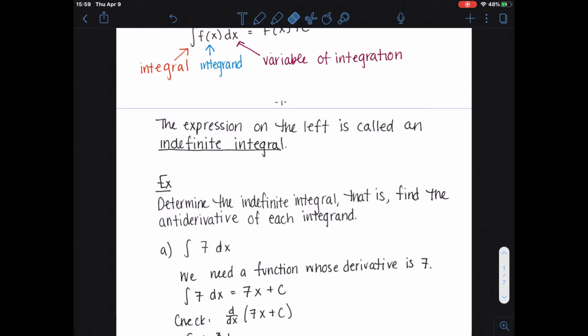The way we can check our answer is to take the derivative of what we said the antiderivative was. When you differentiate 7x, it's 7. When you differentiate c, it's just a constant, so it's 0. We land with exactly the same function back that we have in the integrand. So we found the antiderivative correctly.